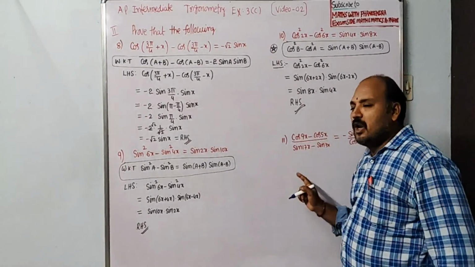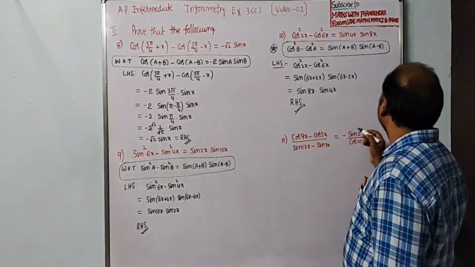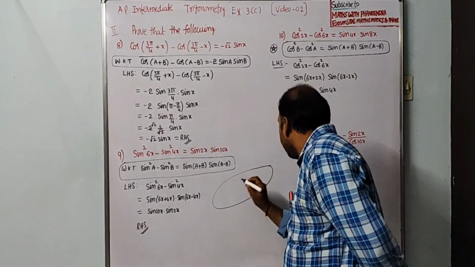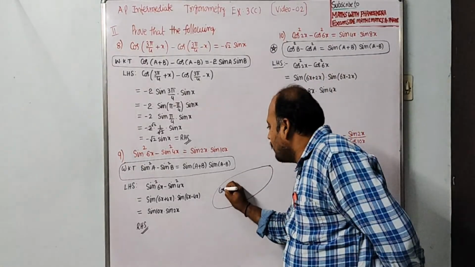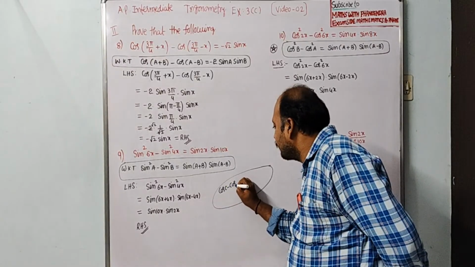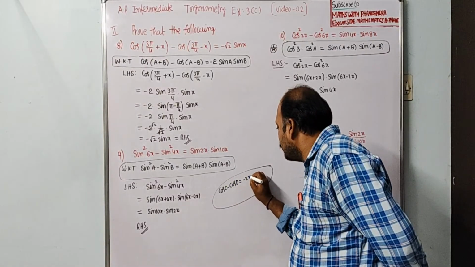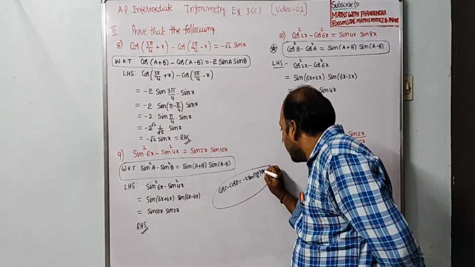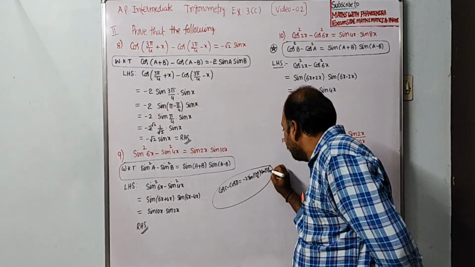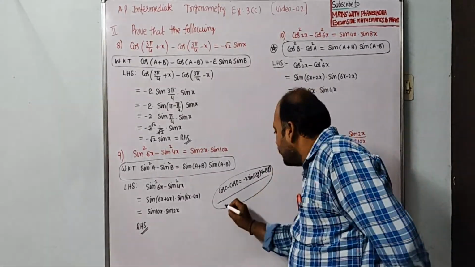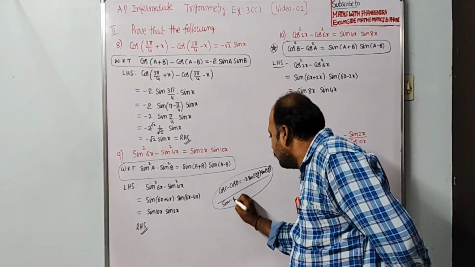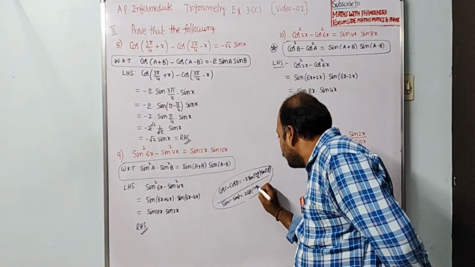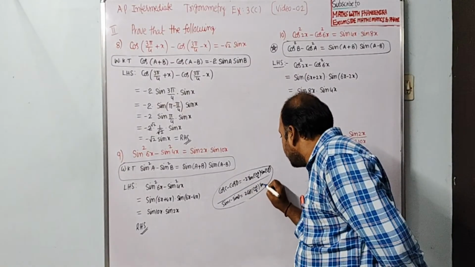For question number 11, we need to remember some formulae. Here I am going to write cos C minus cos D is equal to minus 2 sin C plus D by 2 sin C minus D by 2, and the denominator has the sin C minus sin D formula. So 2 cos C plus D by 2 sin C minus D by 2.